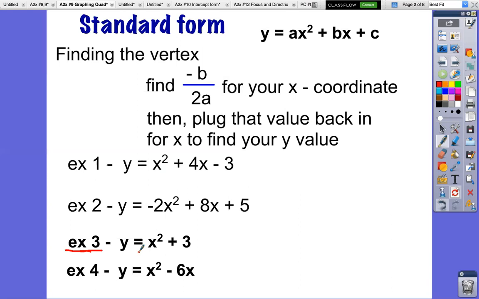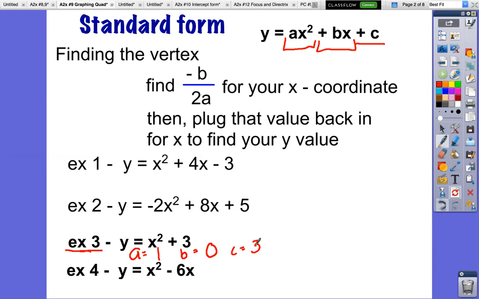All right. So what's your value for A on 3? 1. What's your value for B? 0. Oh, good job. That's going to trip a lot of people up. Remember what we said at the beginning. A is your coefficient for your quadratic term, B is your coefficient for your linear term, and C is your constant. So B is 0, C is 3.